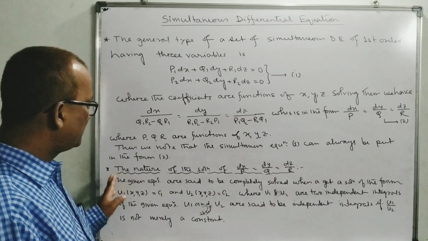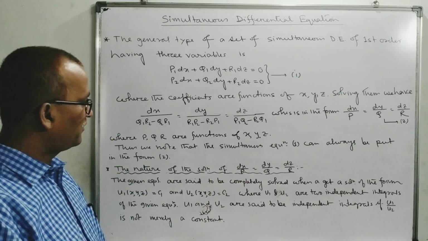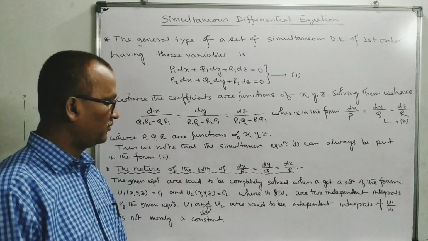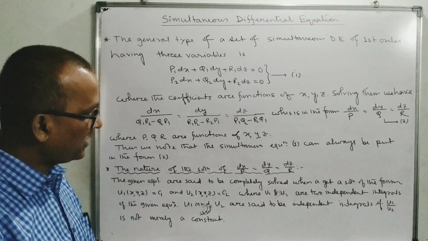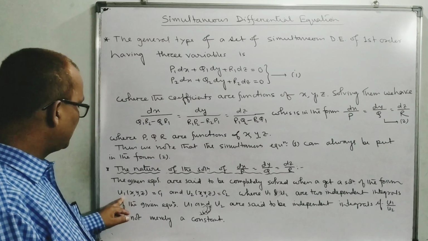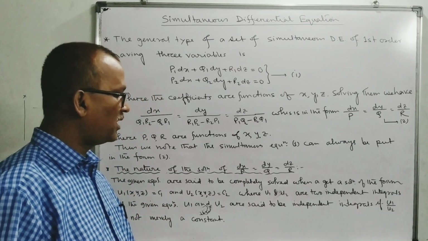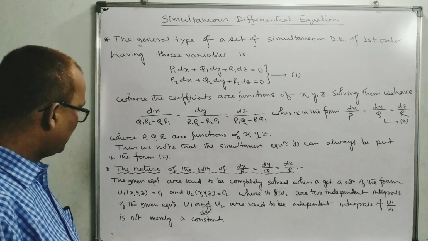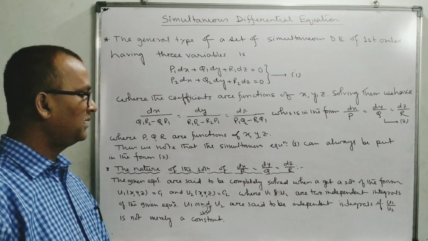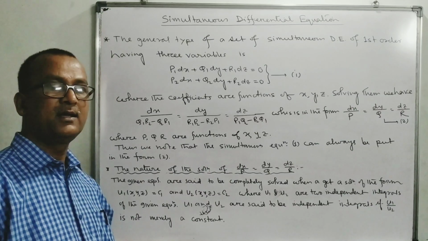Now observe the nature of the solution of equation 2. What type of nature do we derive? The given equations are said to be completely solvable when we get a solution of the form u1(x, y, z) equal to c1, u2(x, y, z) equal to c2, where u1, u2 are two independent integrals of the given equation. u1 and u2 are said to be independent integrals, meaning solutions, if u1 by u2 is not merely a constant.